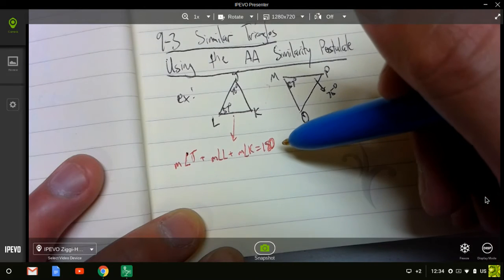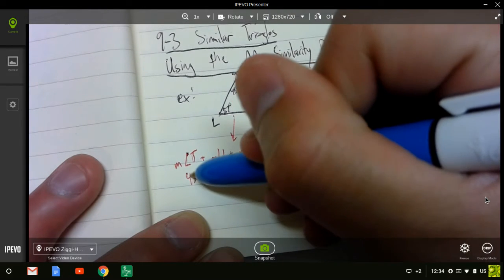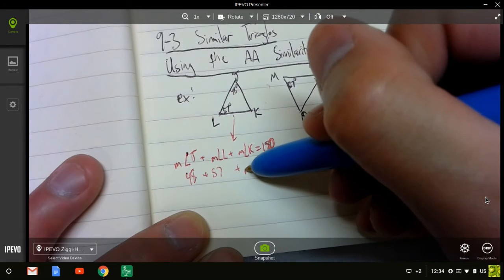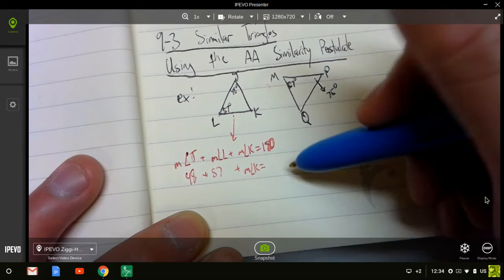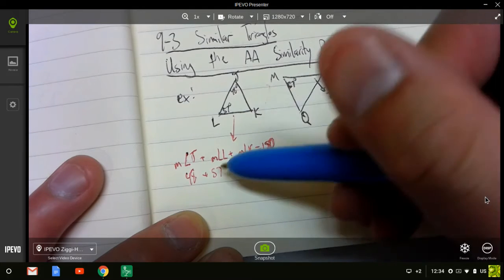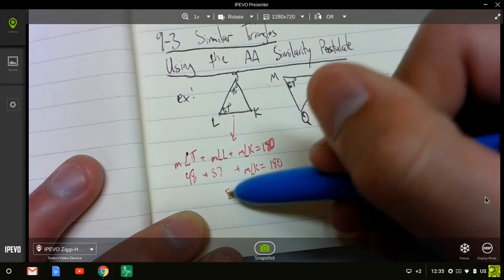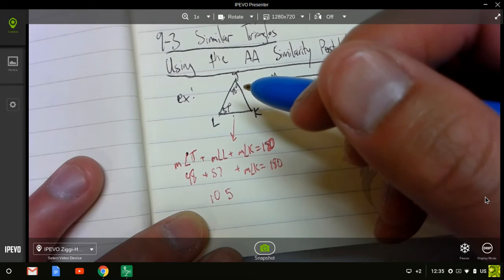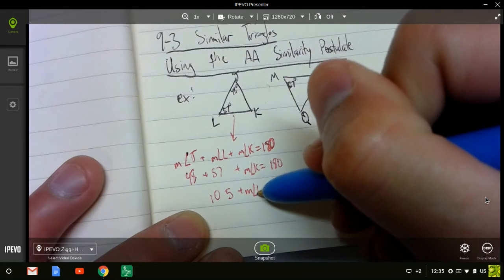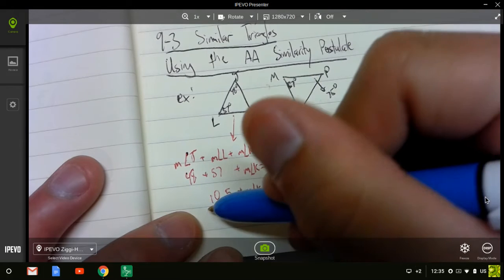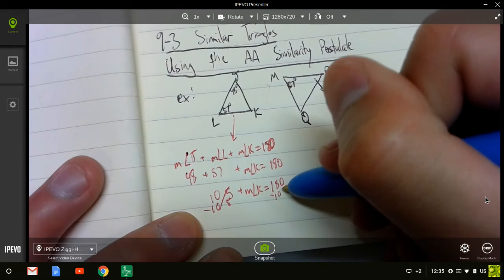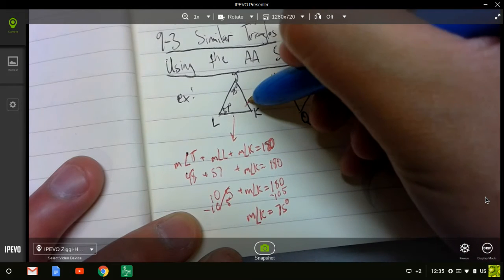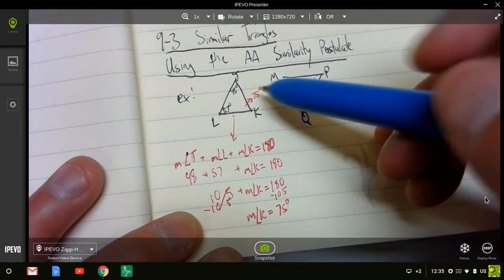I could substitute in the values: the measure of angle J is 48 degrees, the measure of angle L is 57, and the measure of angle K is unknown, so I'll just leave it as the measure of angle K, like a variable, equals 180. 48 plus 57 is 105. So 105 plus the measure of angle K is 180. Then I subtract 105 from both sides and I end up getting that the measure of angle K is 75 degrees. So this should be 75 degrees right here.